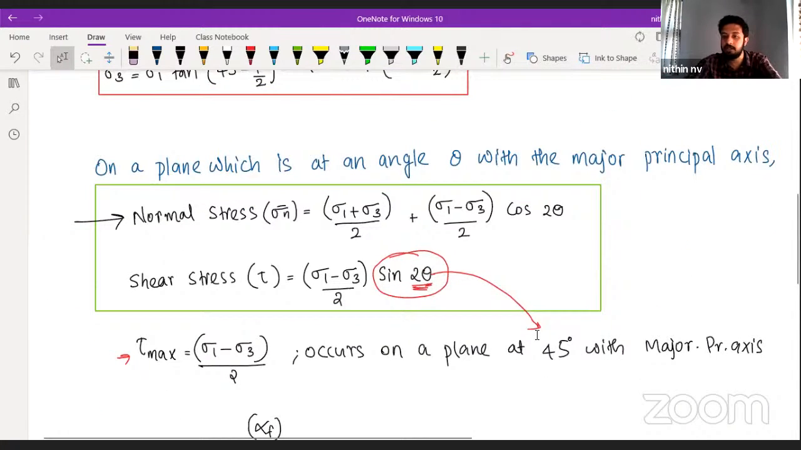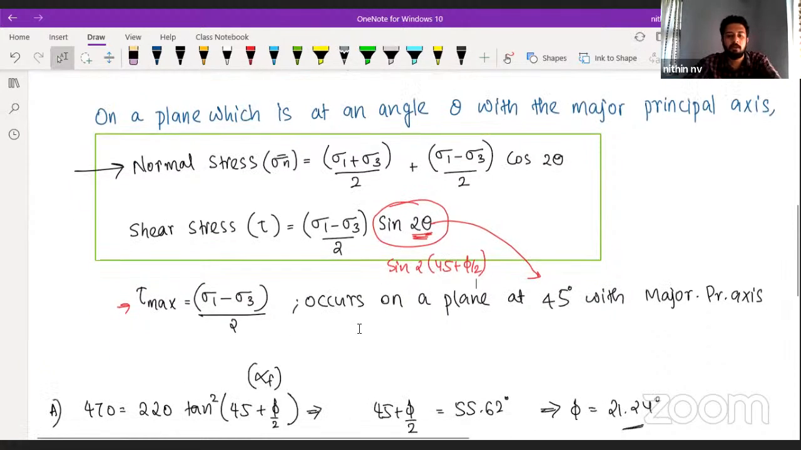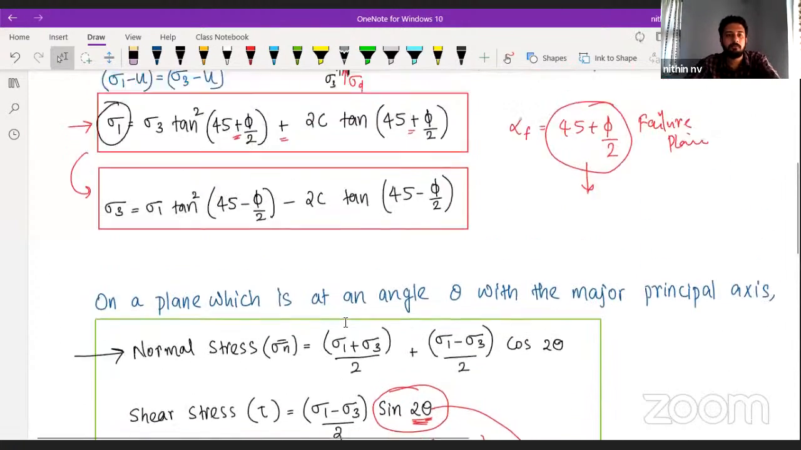For the failure plane, θ is equal to 45 plus φ by 2. So it will be sine 2 into 45 plus φ by 2. Okay. Yes. What is the last one?